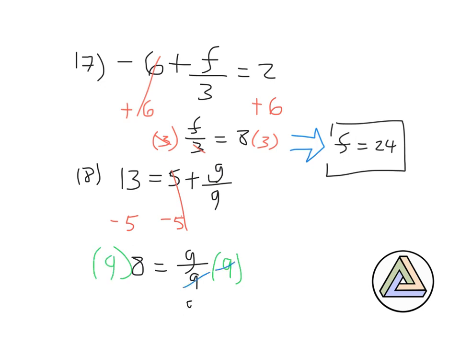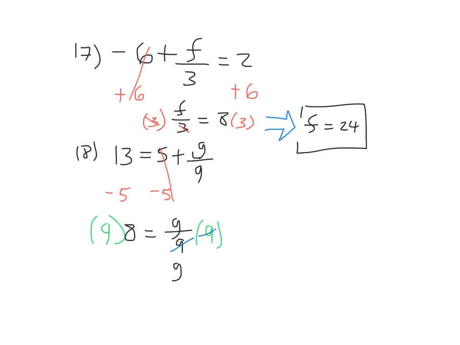And then we have g equals, let's see, 9 times 8. What is 9 times 8? Well, I know what it is. It's 72. You know why I know? Because I memorized the multiplication table, which my students should totally do.